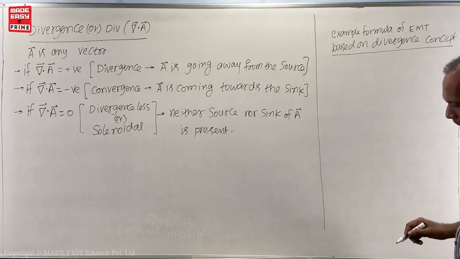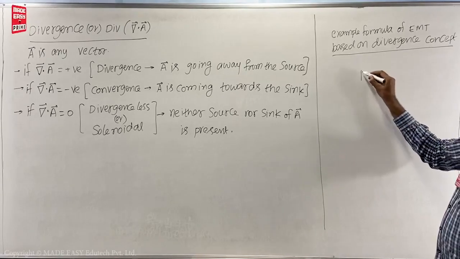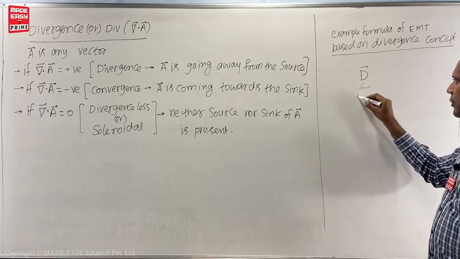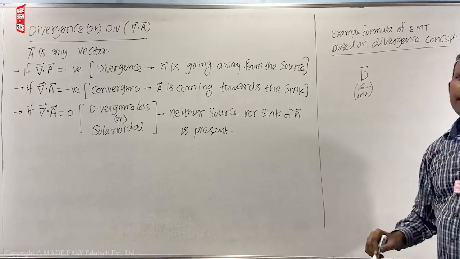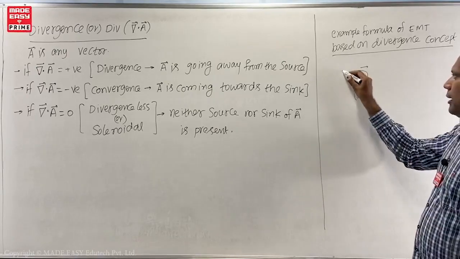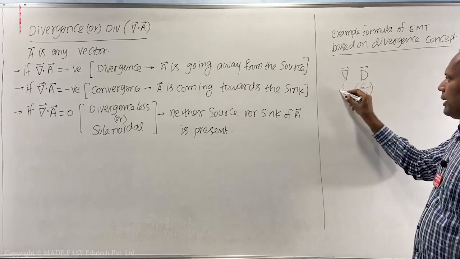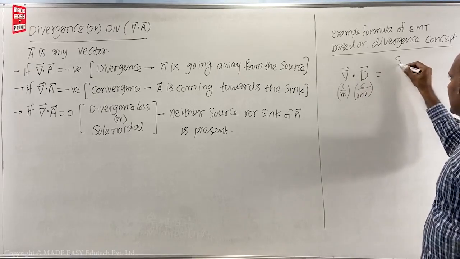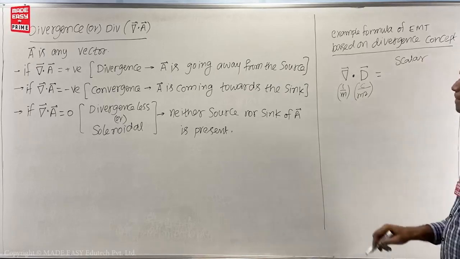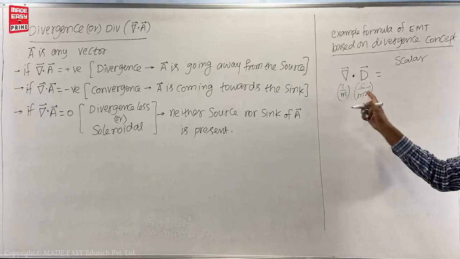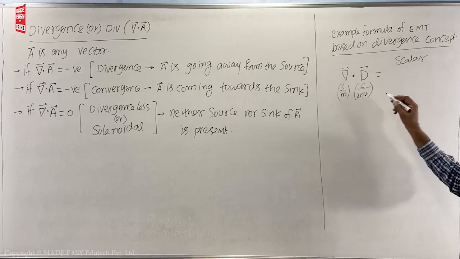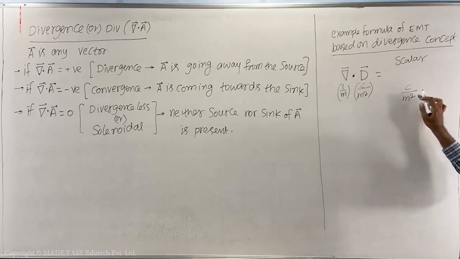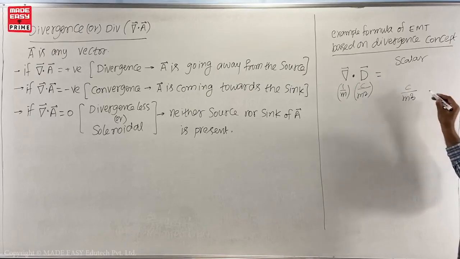I told you D bar is electric flux density, the unit is coulomb per meter square. Then it is a vector. I will take here del bar, the unit is 1 by meter. Then I am taking the dot product. Dot product means I will get a scalar. Then the multiplication unit is coulomb into 1, meter into meter square. So I will get coulomb per meter square, meter cube. I will get coulomb per meter cube.